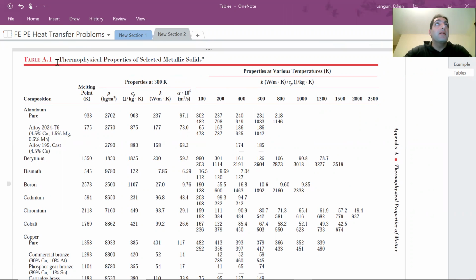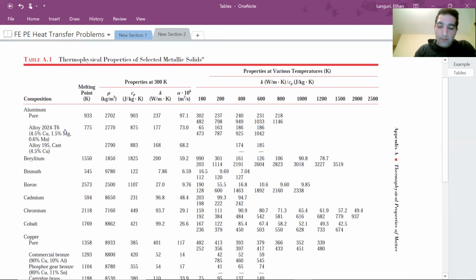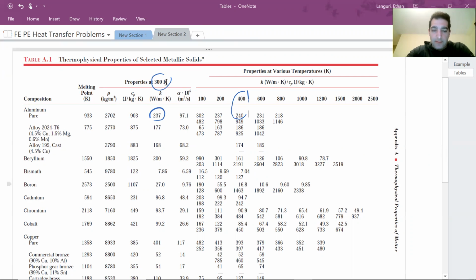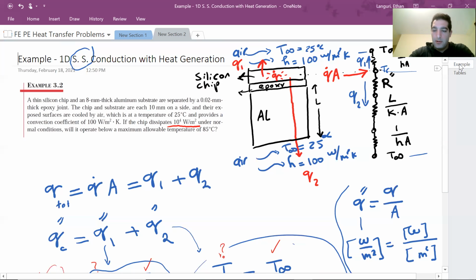Let's say at temperature of, so this is my aluminum in a pure form. At 300 Kelvin, you had 237. At 400 Kelvin, you have 240. And if we're going to report it at 350, this is going to be the average of 237 and 240. So going back to our problem, do we have any temperature values?